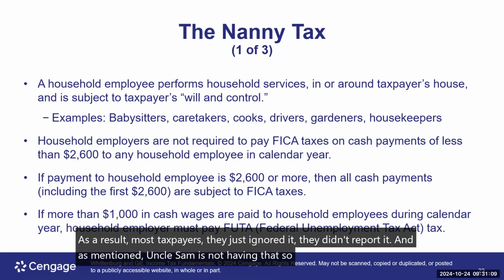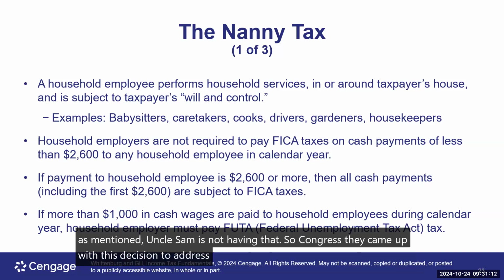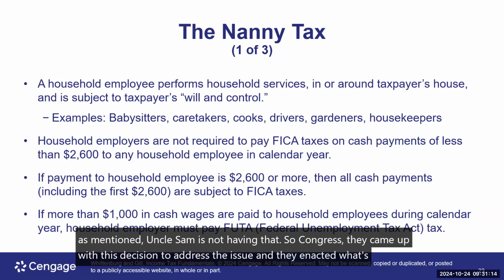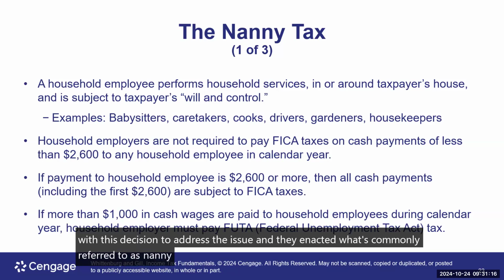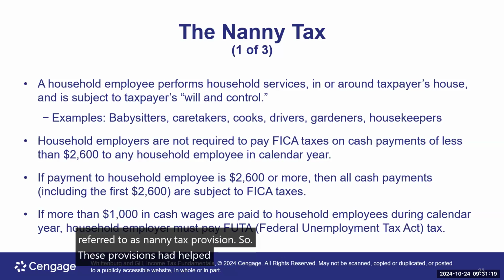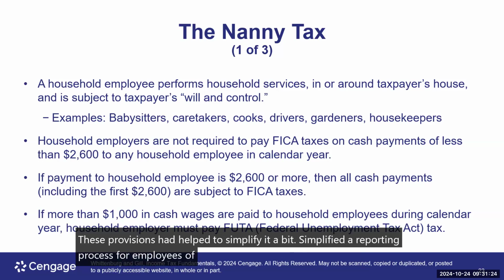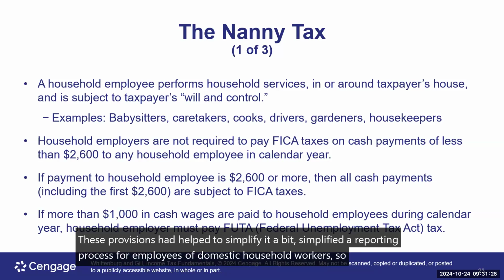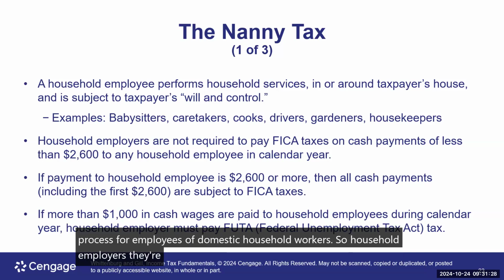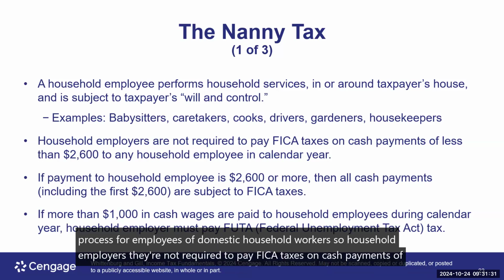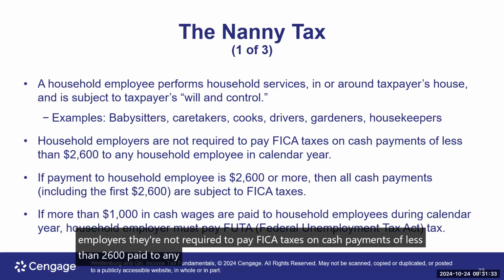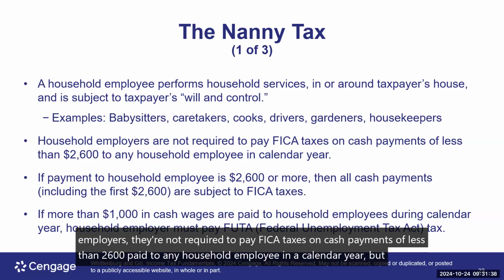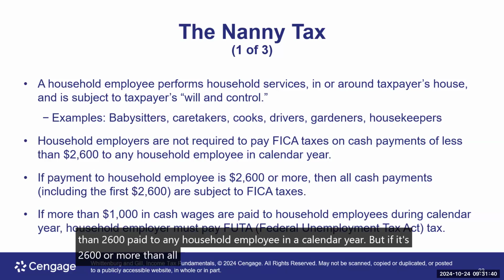So Congress came up with this decision to address the issue, and they enacted what's commonly referred to as the nanny tax provisions. These provisions helped to simplify the reporting process for employers of domestic household workers. So household employers are not required to pay FICA taxes on cash payments of less than $2,600 paid to any household employee in a calendar year. But if it's $2,600 or more, then all cash payments, including the first $2,600, are subjected to FICA taxes.